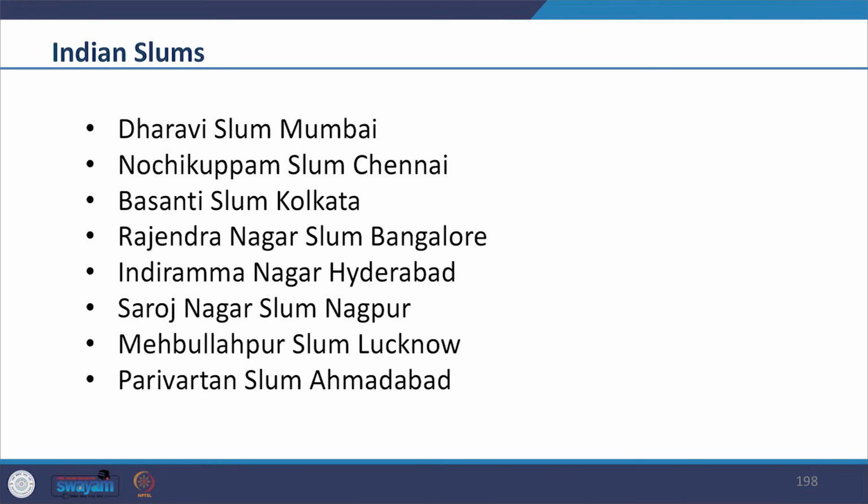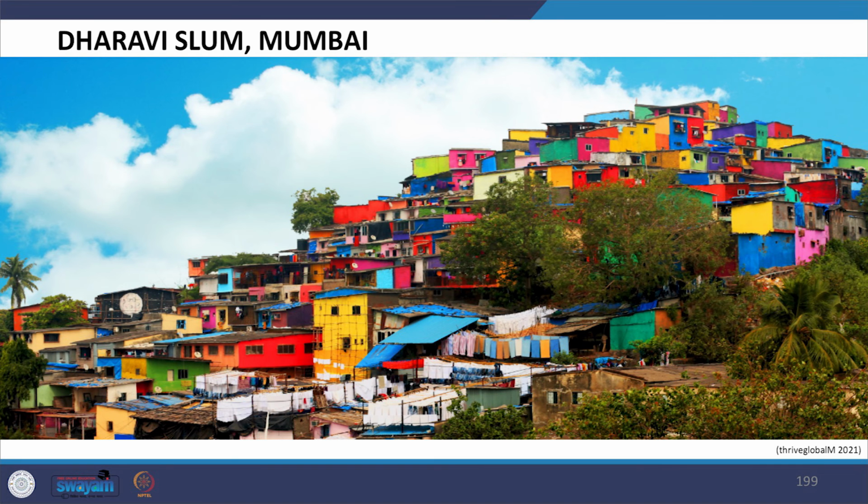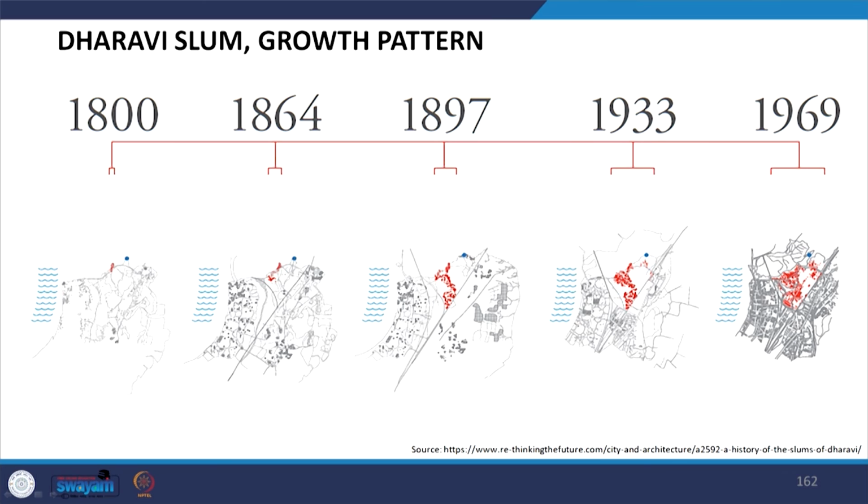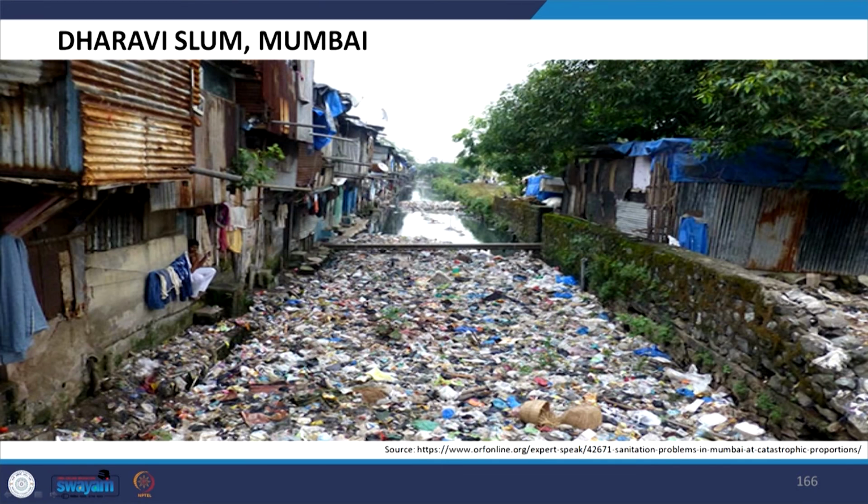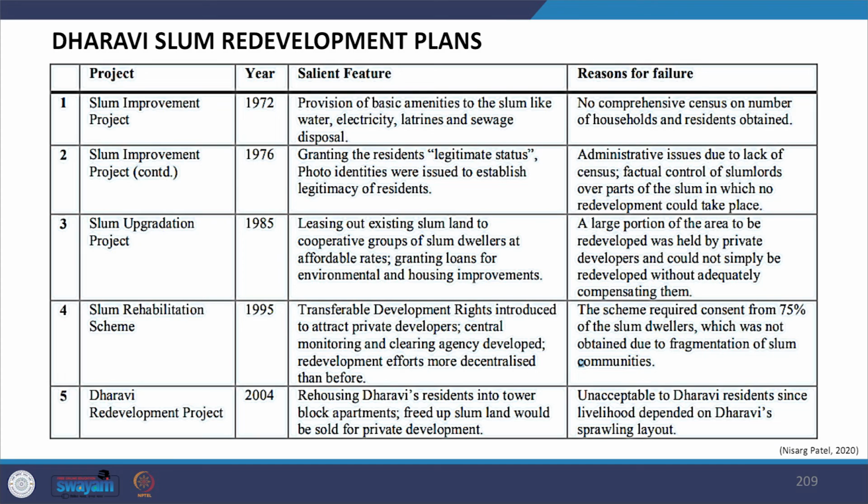to homeless persons. Some of the examples we look at which also got a lot of attention include Dharavi slum in Mumbai, Nochikuppam slum in Chennai, Basanti slum in Kolkata, and we see all these examples here. The image shows the congestion and compactness in the slum. In the image, you can see how the spatial growth and pattern of the slum from 1800 to 1969, the density has gone high within the limited land. So you can see the unsanitary condition in the slum. The following schemes were taken up in this particular slum and which had different results.